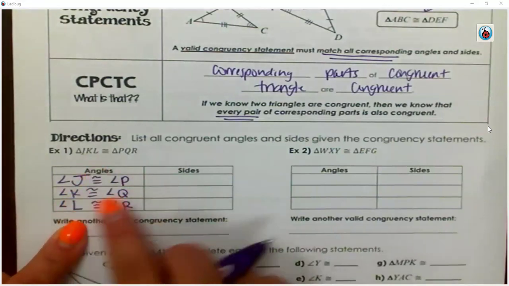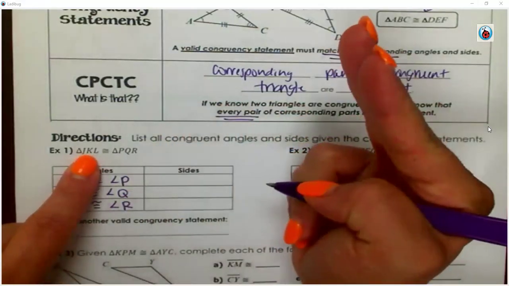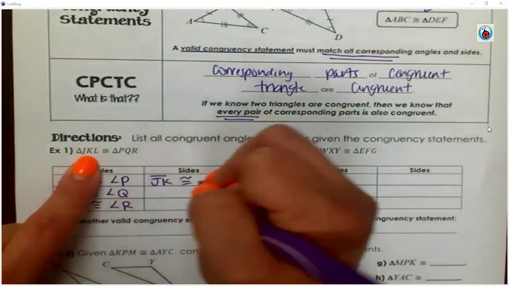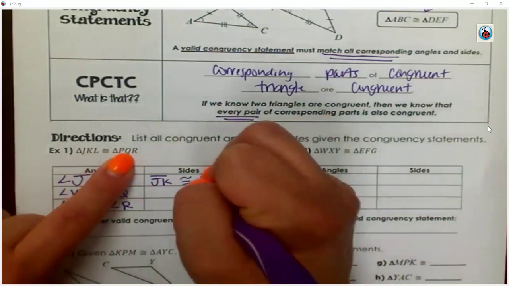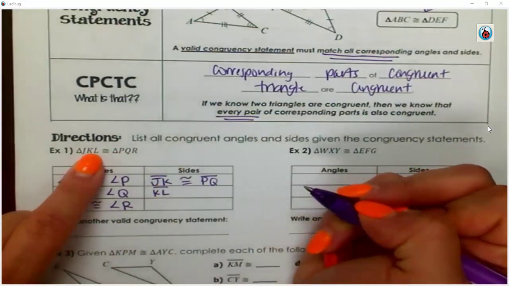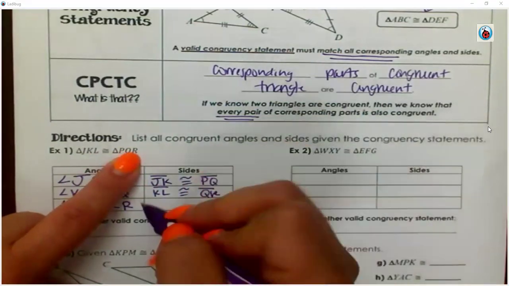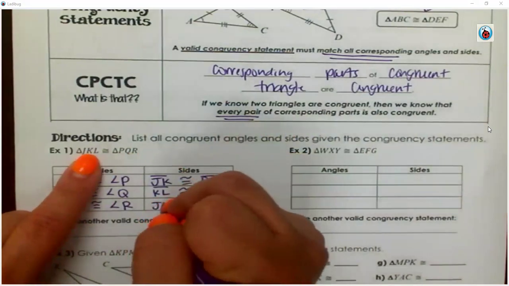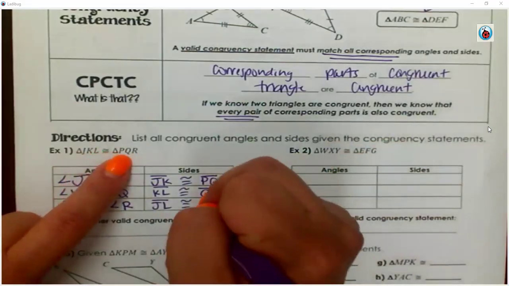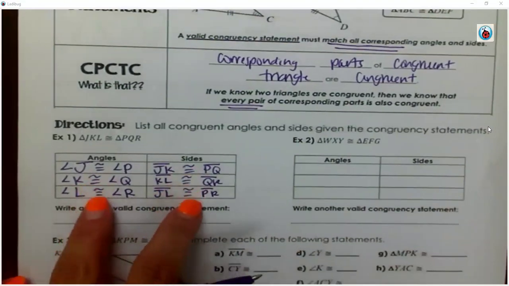Now that's when we're referring to angles. When I'm referring to sides, remember we're using two letters whenever you're dealing with sides. The first side I have is JK, which is going to be congruent to the first two letters here, which is PQ. Then I have KL, the second two letters, which is going to be congruent to QR. Then the third side would be using J and L. Notice I use the first and the third, and that's going to be congruent to P and R. So here you have a list of the angles and the sides that are congruent to each other.